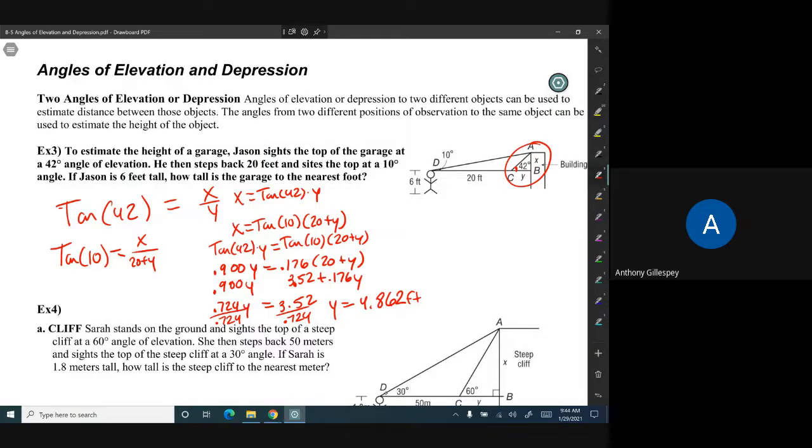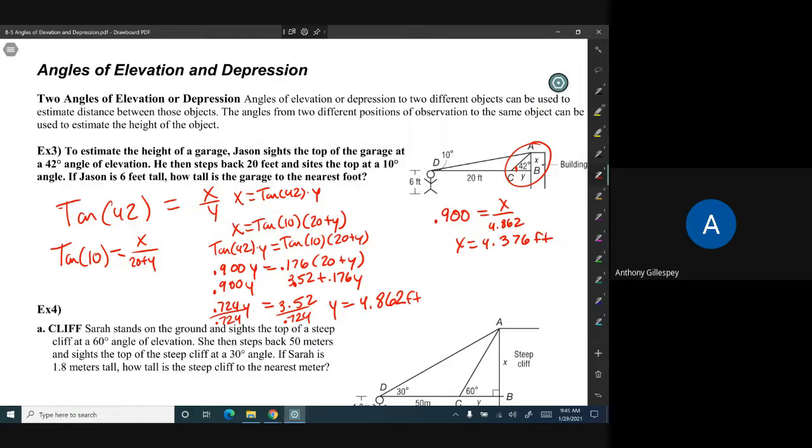So how do I solve for x now? Go back to the original equation, right? So the tangent of 42, I think, was 0.900, right? So 0.900 equals x over 4.862. So all I have to do is multiply 0.9 times 4.862. I get x is about 4.376 feet tall. It's like a midget garage, right? Sorry, little people garage.